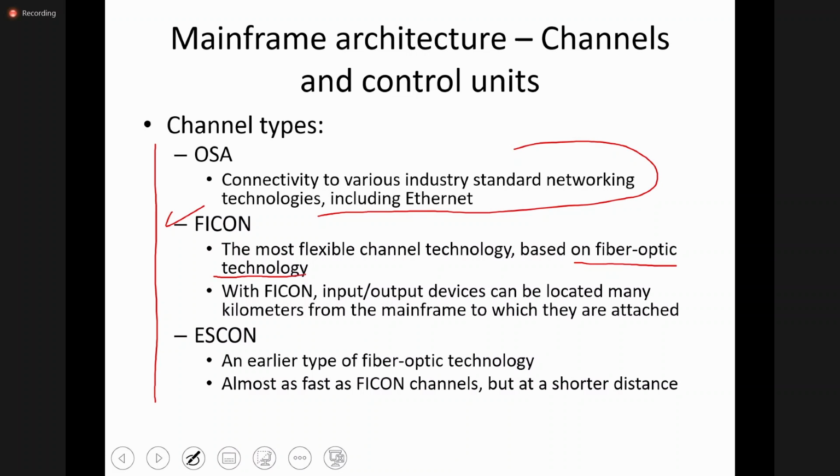As we mentioned, you can have the mainframe server in Riyadh, and the keyboard and screen in Dammam. So you are using fiber optic technology to connect the input and output devices. It could be across many kilometers.